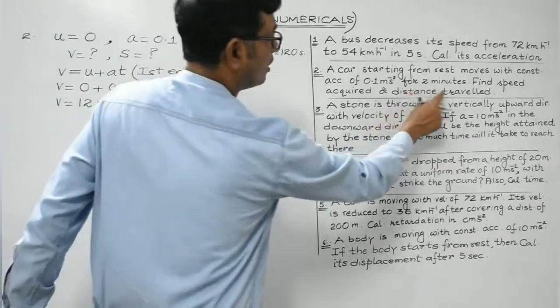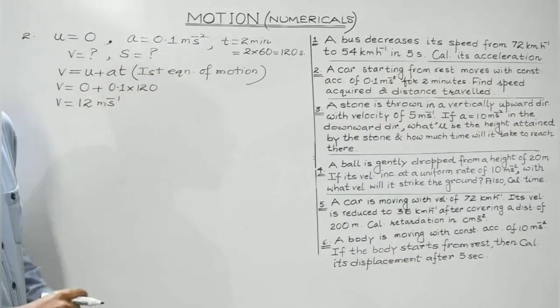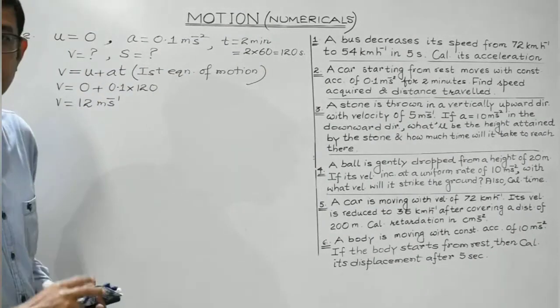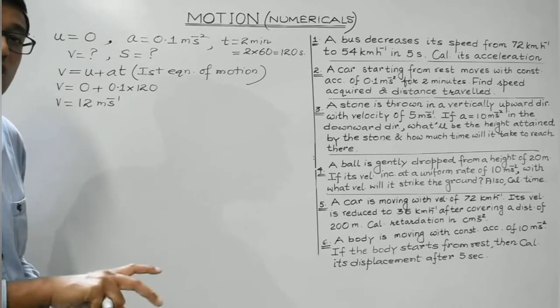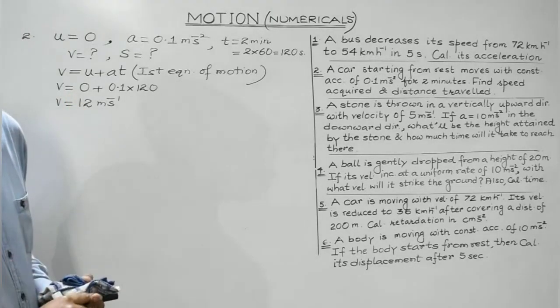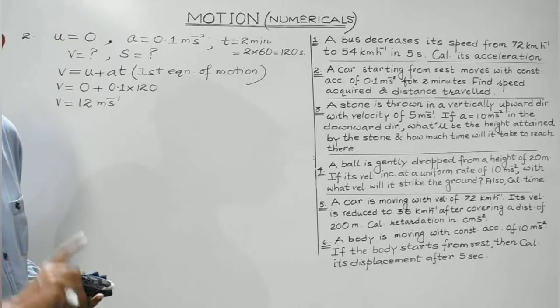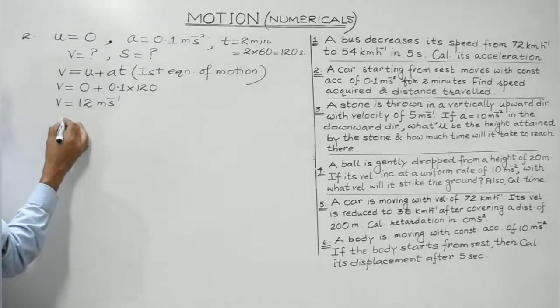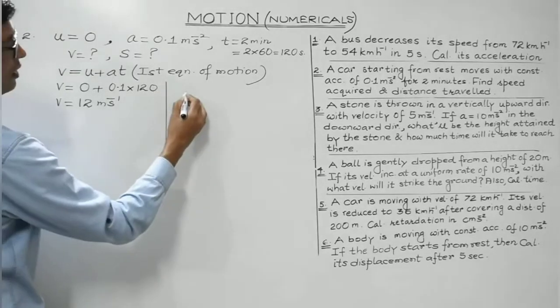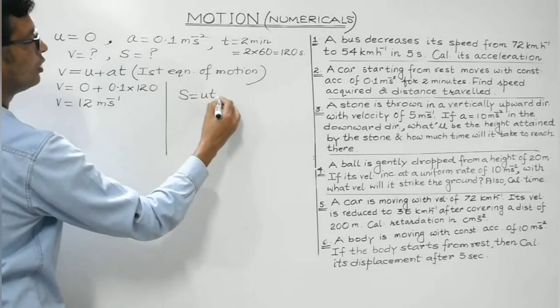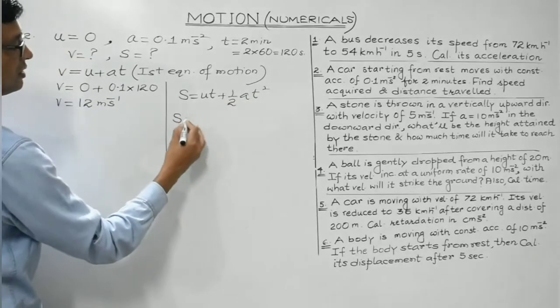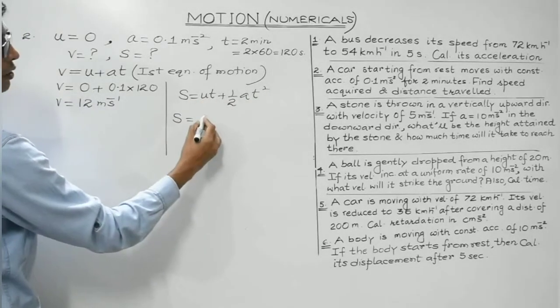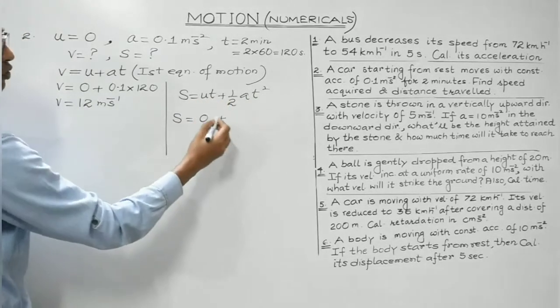Okay, next one is distance covered. Here you have 2 options. You can either make use of the second equation of motion, or you can also make use of the third equation of motion. Right? It's entirely up to you. So you can make use of the second equation of motion. It is s equals ut plus half at square. So s is the displacement, u is 0. So it will become 0. 0 multiplied by anything would be 0.